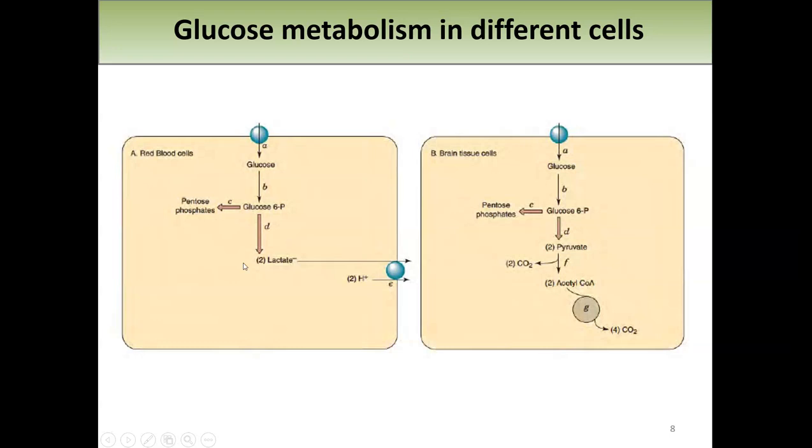So guys, here I forgot to mention that RBC lacks mitochondria, therefore the end product of glycolysis is lactate. The cells that lack mitochondria, or have limited oxygen, convert pyruvate to lactate. Otherwise, pyruvate is the end product of glycolysis.